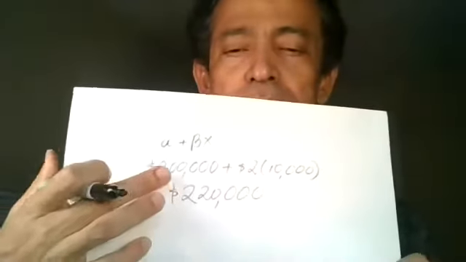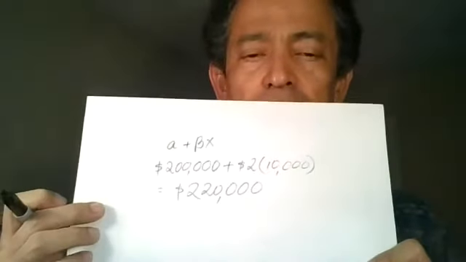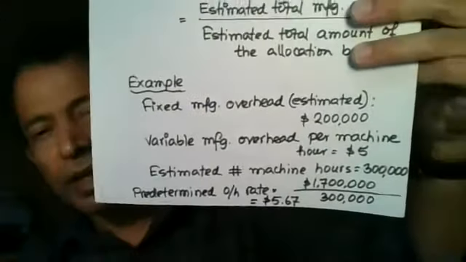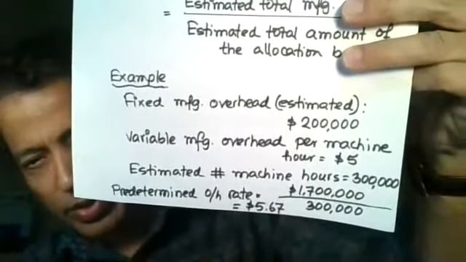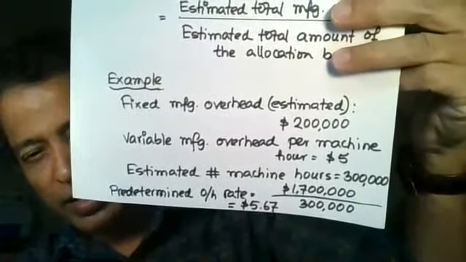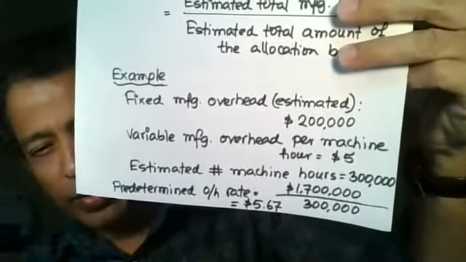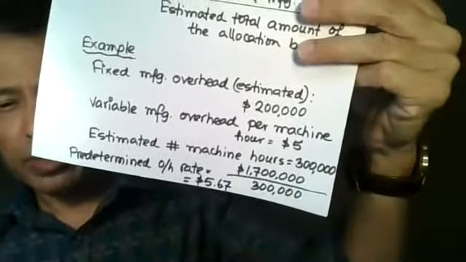You can see there's the fixed component. 200,000 is the fixed component, and then $2 times 10,000. So once you have that, well, I actually had an example here. At the bottom of it, you can see there's our example. So fixed manufacturing overhead, which I had $200,000, and the variable overhead rate is $2, and the number of hours was 500,000. Estimated number of allocation base, which is machine hours.